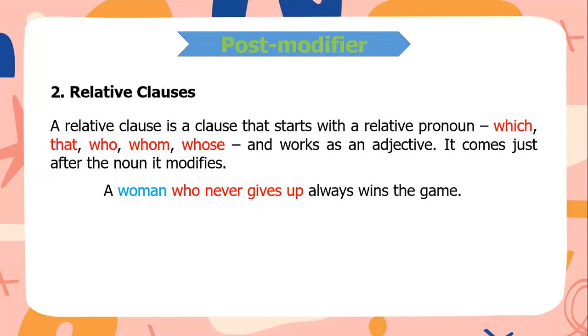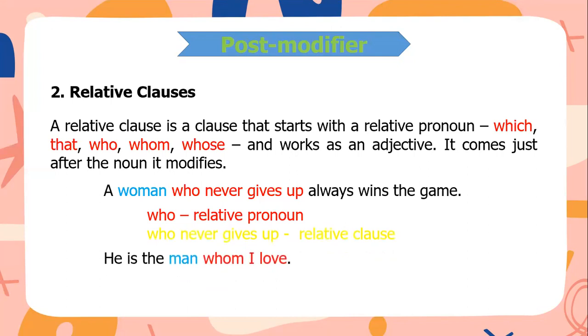A woman who never gives up always wins the game. What kind of a woman? Who never gives up. Who never gives up is a relative clause that starts with who, a relative pronoun, working as a post modifier because it's coming after the noun woman. Let's take some examples. He is the man whom I love. Whom is a relative pronoun and whom I love is a relative clause.